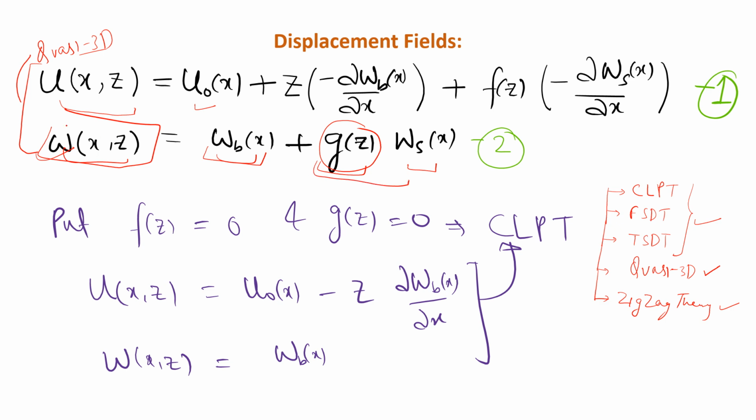Therefore this displacement field allows stretching. Epsilon zz is allowed because del w of x,z by del z, if we differentiate, the first part becomes 0, but del g of z by del z into ws of x remains. So stretching is allowed, and in quasi three-dimensional theory epsilon zz is not equal to 0.